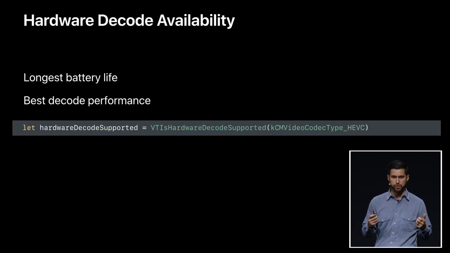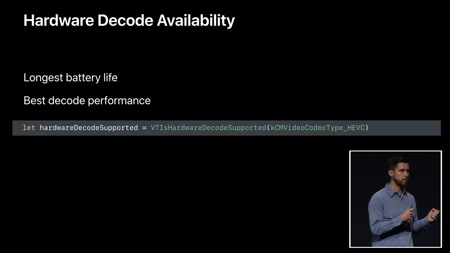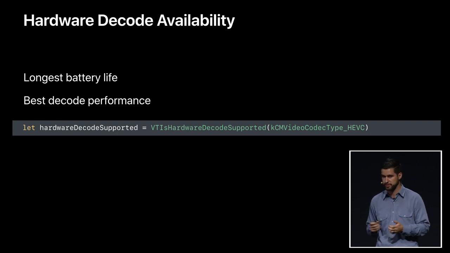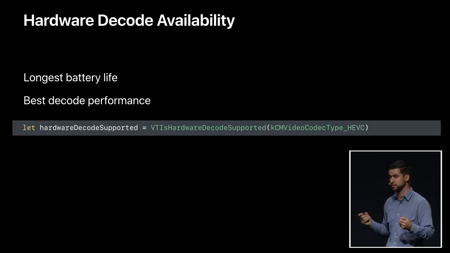Now let's go on to hardware decode availability. If you want to get the best battery life during playback, you want to play back on systems that have hardware decode support. This will also get you the best decode performance. So we have new Video Toolbox API that you can query. Is there a hardware decoder supported for this codec? Here I'm showing you hevc, but you can also use it for any other codec.